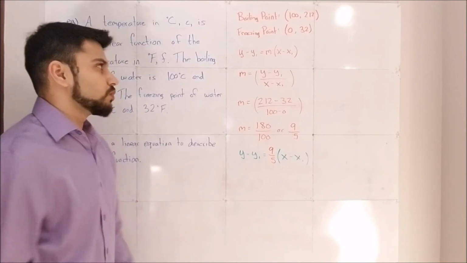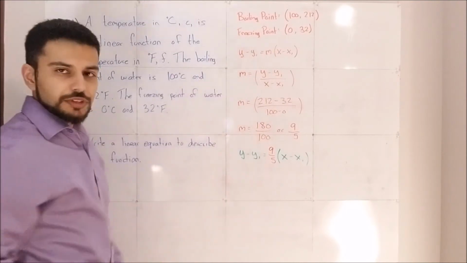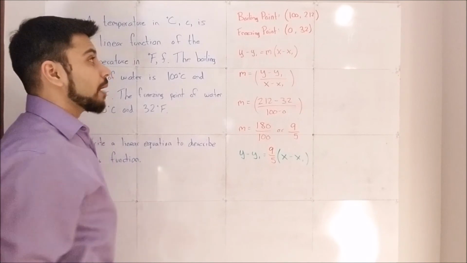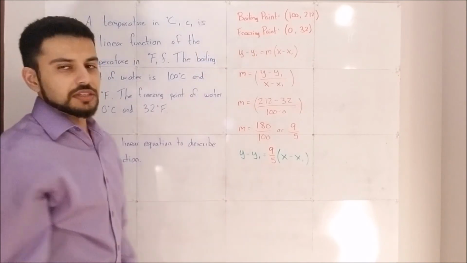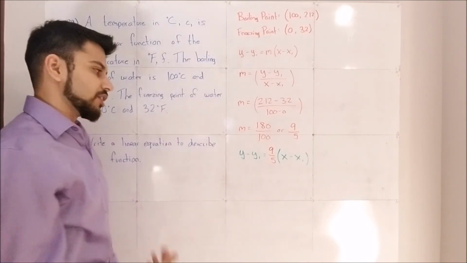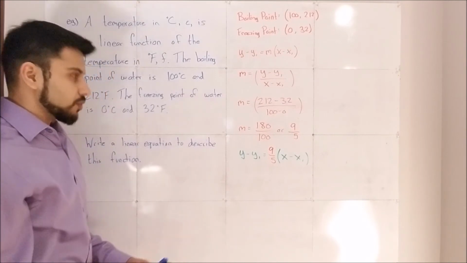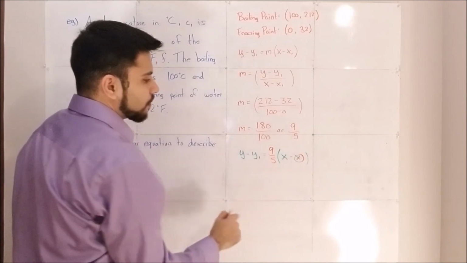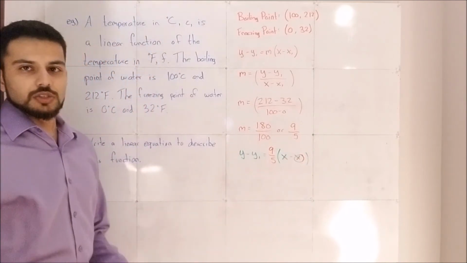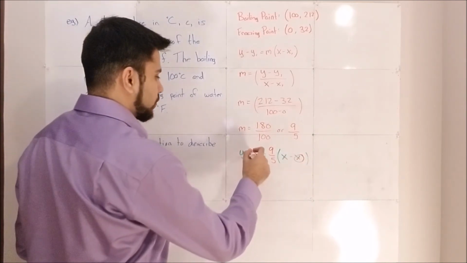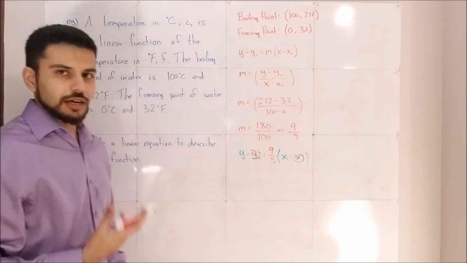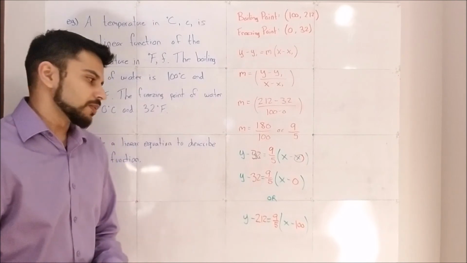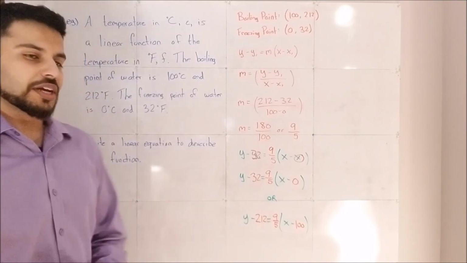And now you get to choose. Which point do you want to use? Boiling point or freezing point? Doesn't matter. You end up getting the exact same result. I'm going to choose freezing point because it's got a 0 in it. Nicer numbers give you a nicer equation. So my x value is 0. So my x1 is going to become 0. And my y1 is going to become 32. I'll clean that up so it looks a little bit nicer for you. Just like that. So y minus 32 is equal to 9/5 of x minus 0.